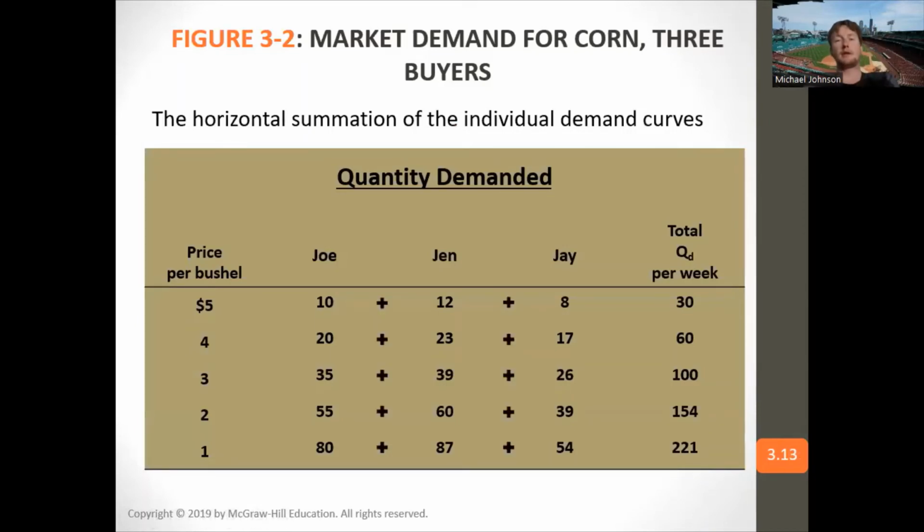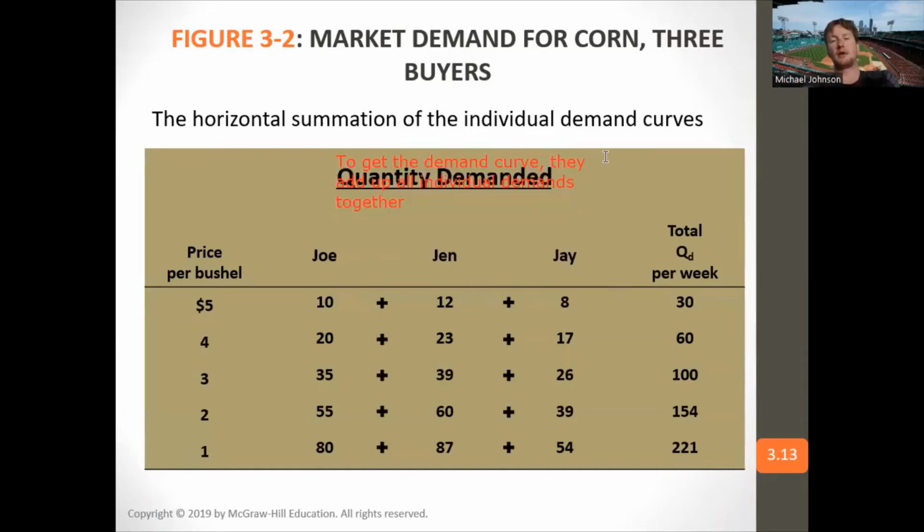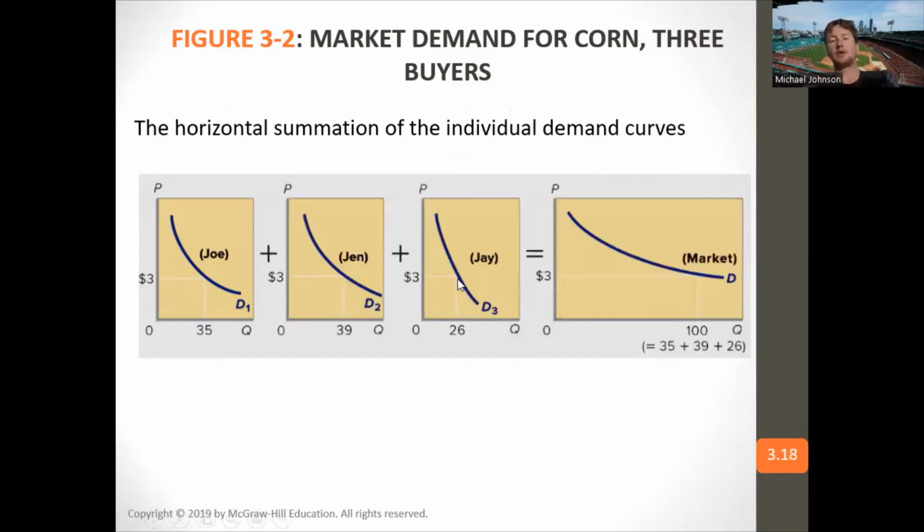So what they do to get the market demand curve is add up all individual demands. So for all these people, they add up Joe's, Jen's, and Jay's individual demands to get the quantity demanded. So this would be Joe's demand curve, and then this is Jen's demand curve. This is Jay's, and then we add all those together to get the market demand curve.